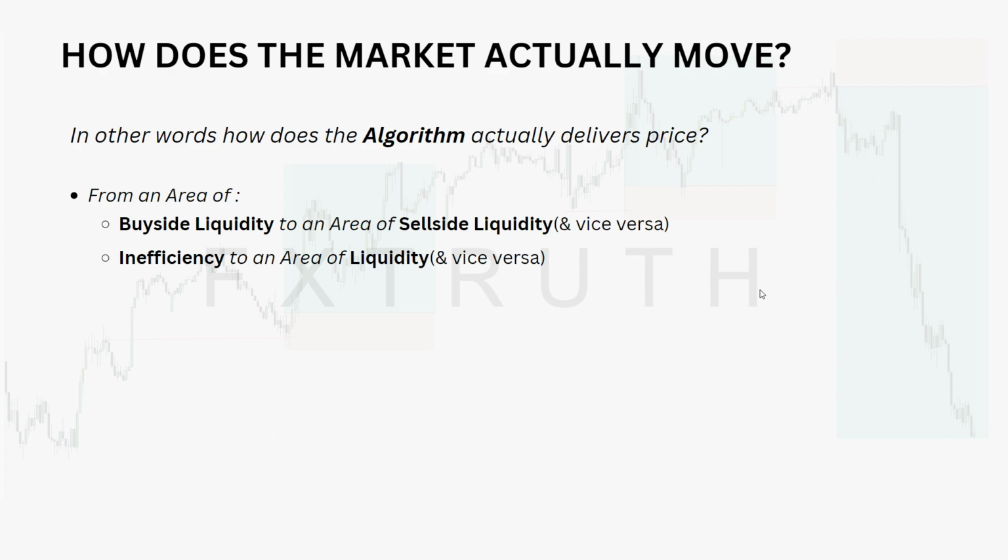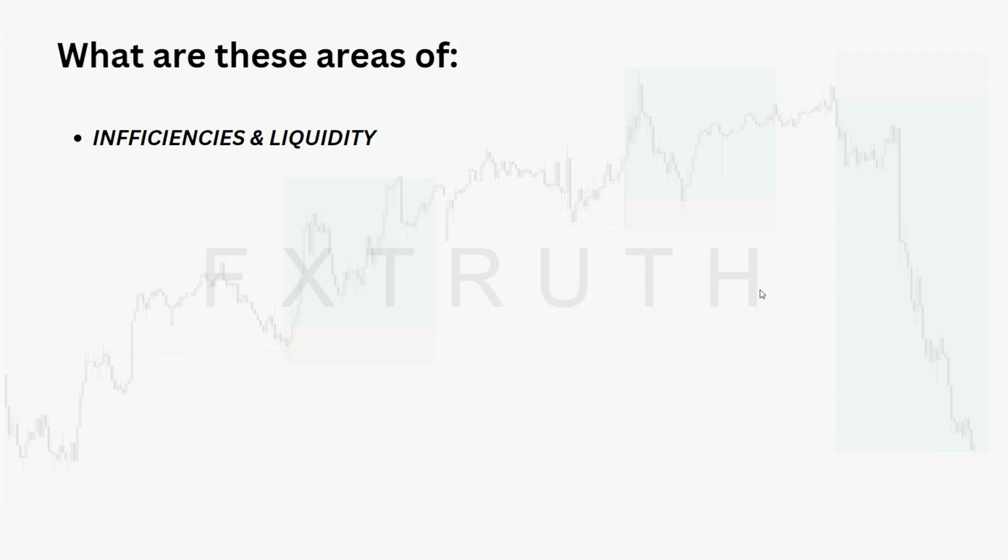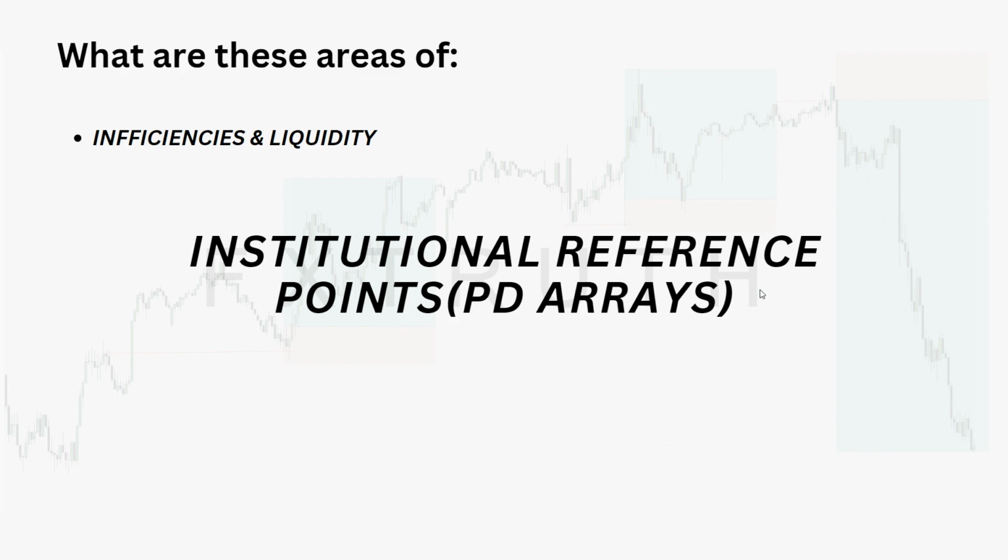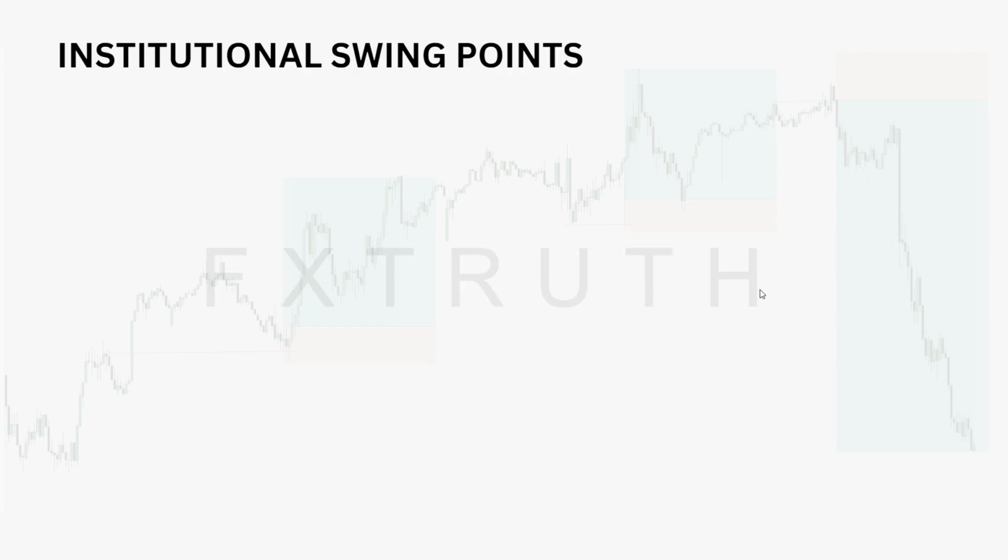So with that out of the way, we've established a foundation that's going to help us understand institutional swing points. Now moving forward, what are these areas of inefficiency or liquidity, if any of you may ask? They are simply institutional reference points, also known as PD arrays, and they are the popular things we know, which are order blocks, fair value gaps, liquidity pools, breaker blocks, mitigation blocks, and so on and so forth.